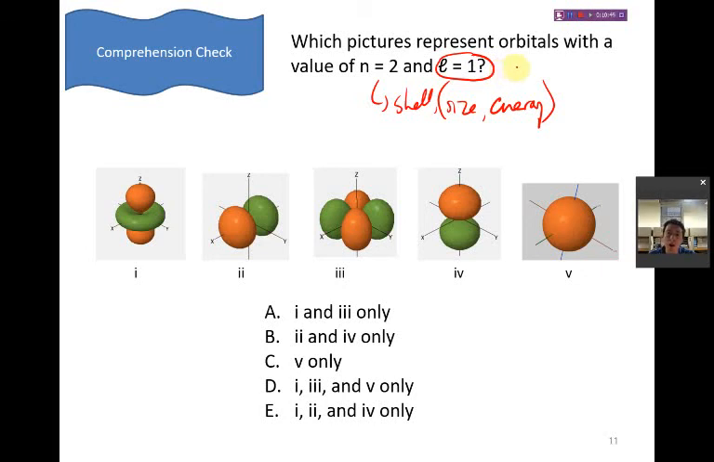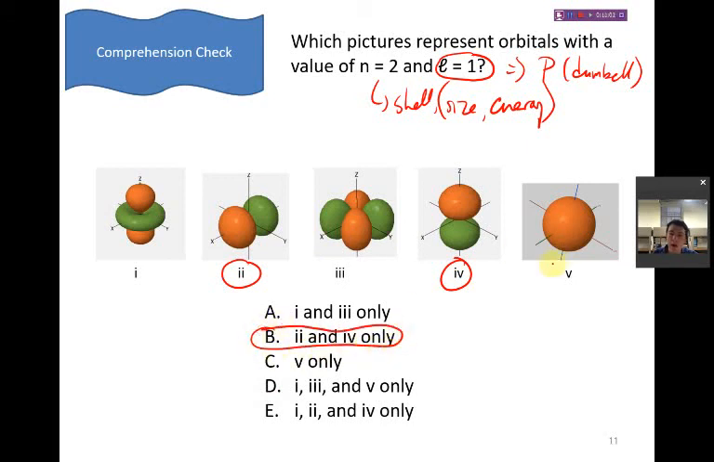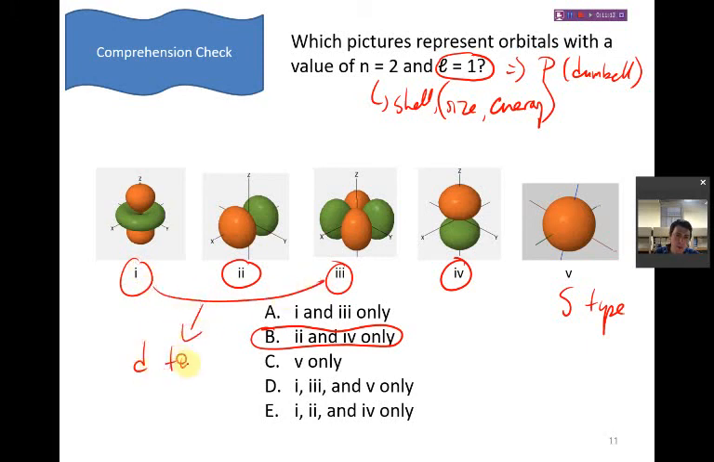Since we know L equals 1, that corresponds to a p-type orbital, or a dumbbell shape. So that would correspond to 2 and 4, giving us an answer of B. Now, what are the other shapes that are there? This you should be able to recognize as an s-type orbital. And then 1 and 3 are both d-type orbitals. In order for us to have an s-type orbital, we would have to have an L value of 0. For a d-type, you would need an L value of 2.